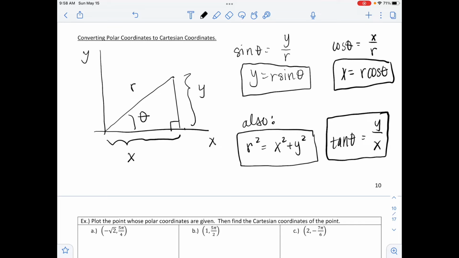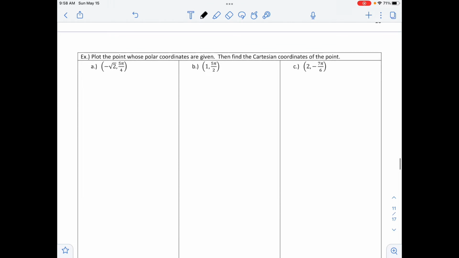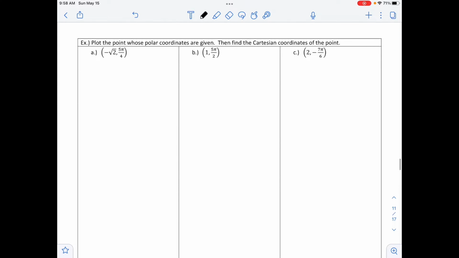And then we have an example right after this that says, plot the point whose polar coordinates are given, then find the Cartesian coordinates of that point. And so we'd be using those formulas that we just wrote down. The first one on here is negative square root of 2, and our angle is going to be 5 pi over 4. So again, this is r, and this would be theta. And so at first it says to plot the point.